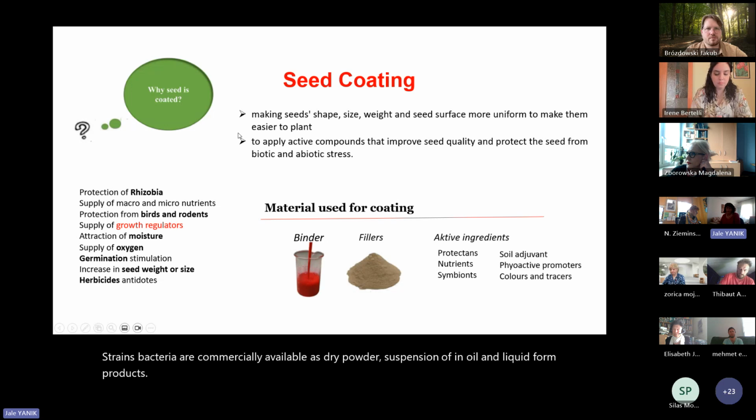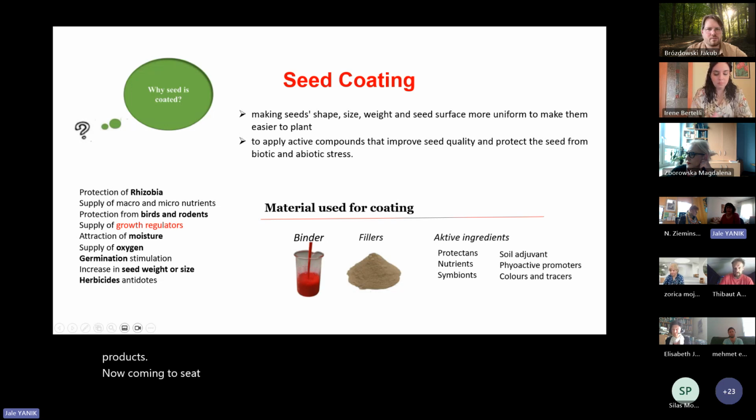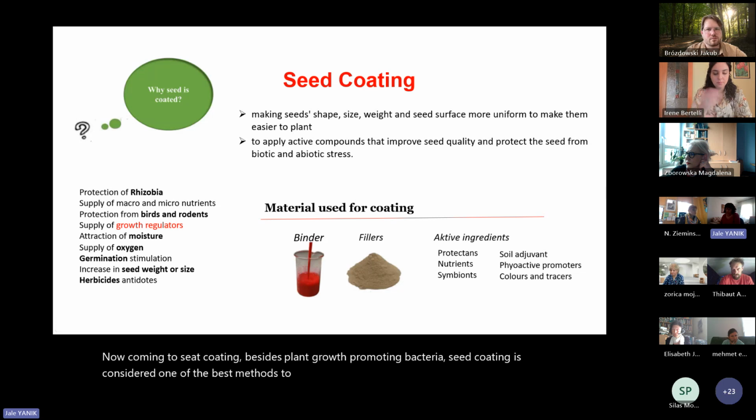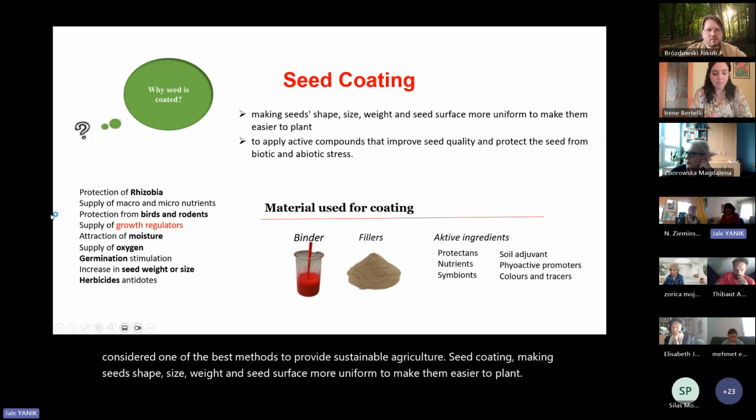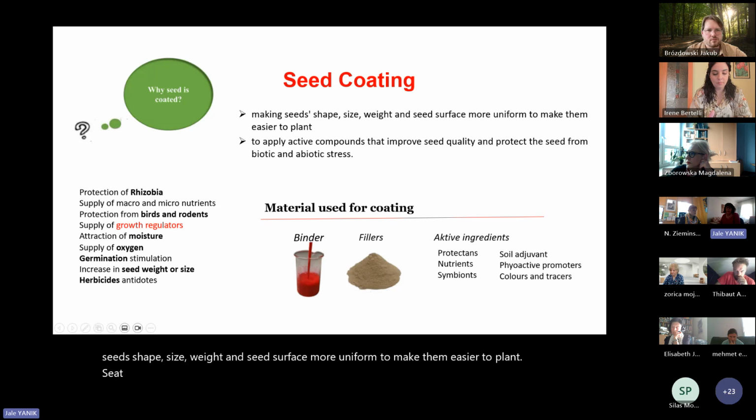Now, coming to seed coating, besides plant growth promoting bacteria, seed coating is considered one of the best methods to promote sustainable agriculture. Seed coating makes seed shape, size, weight, and seed surface more uniform to make them easier to plant.